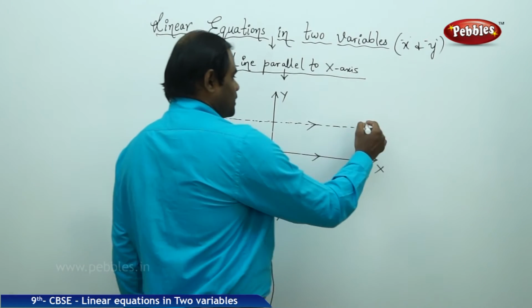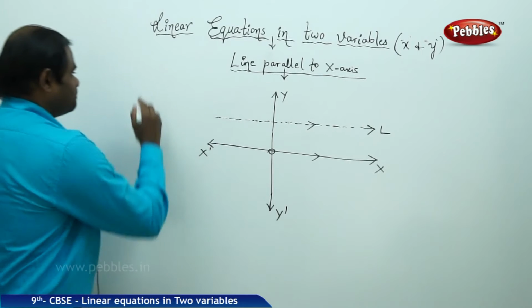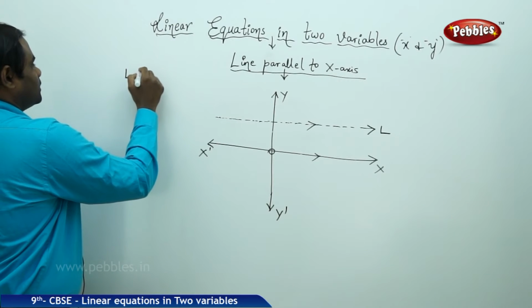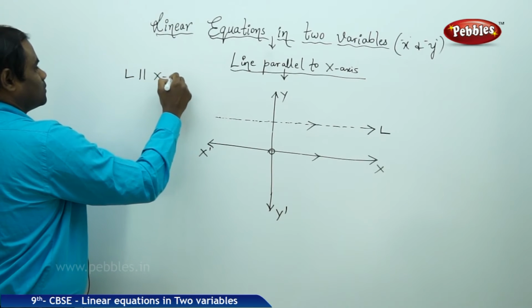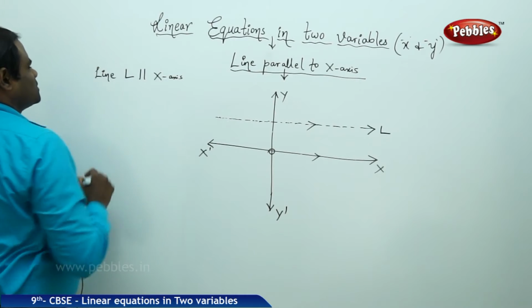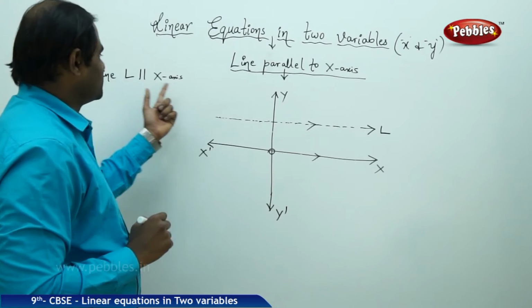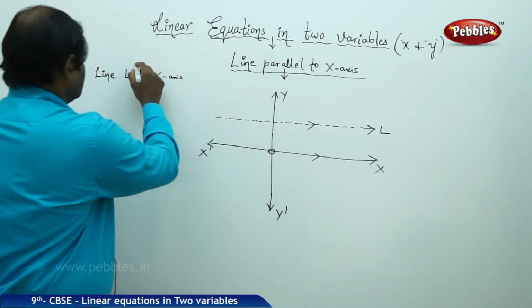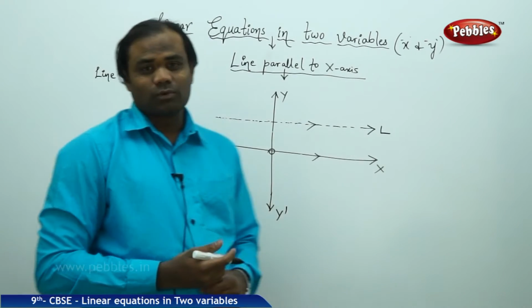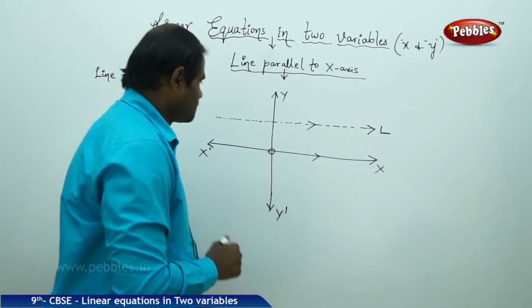Therefore, let me say the line L is parallel to the x-axis. This is the representation for parallel. So line L is parallel to the x-axis. So let's see what would be its equation and its investigation.